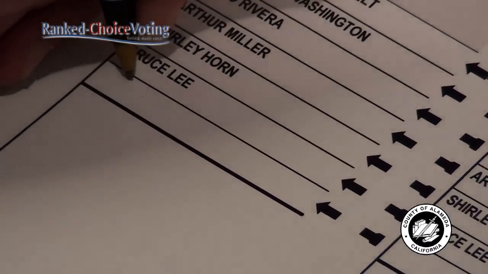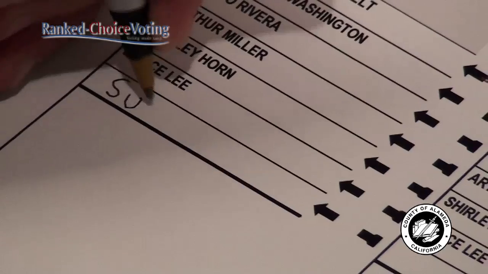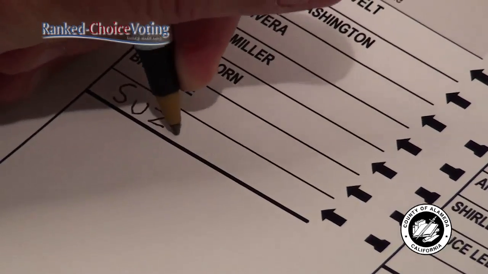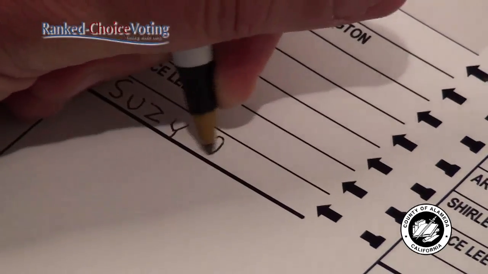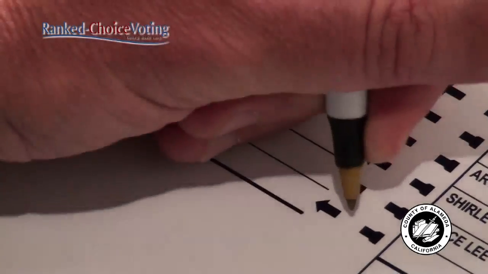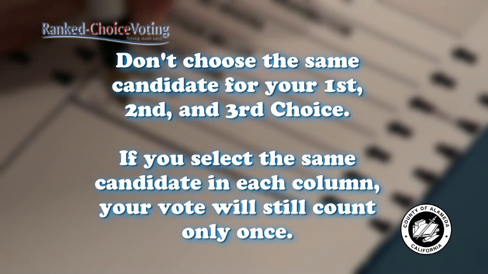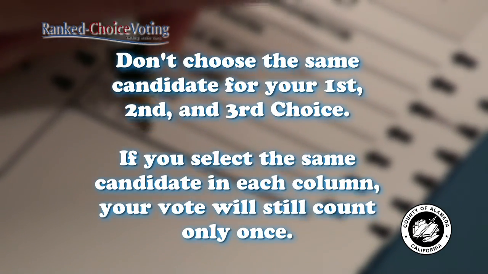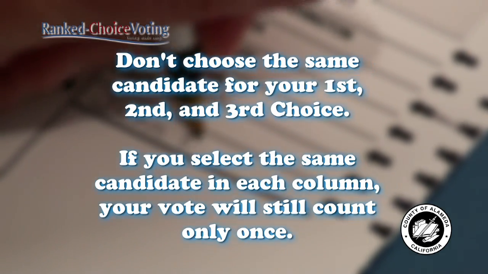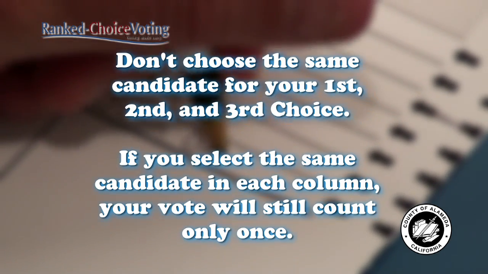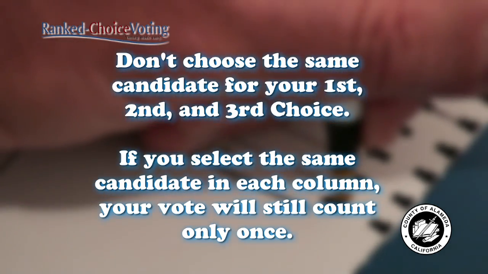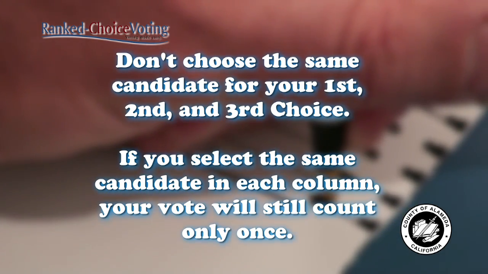If you wish to vote for a qualified write-in candidate, there is a blank line provided in each of the 3 choice columns. Write in the candidate's name, then complete the arrow pointing to their name. Please keep in mind that you should not choose the same candidate for your first, second, and third choice. If you select the same candidate in more than one column, your vote will still count only once.